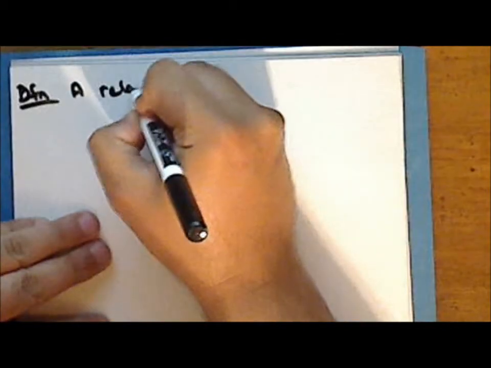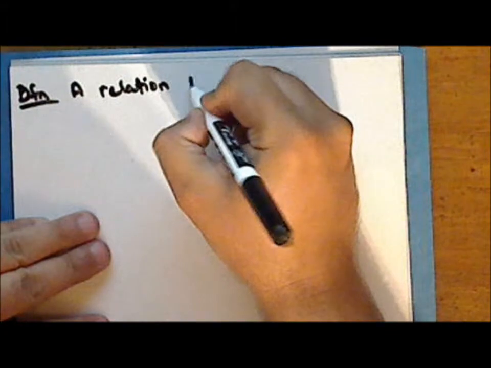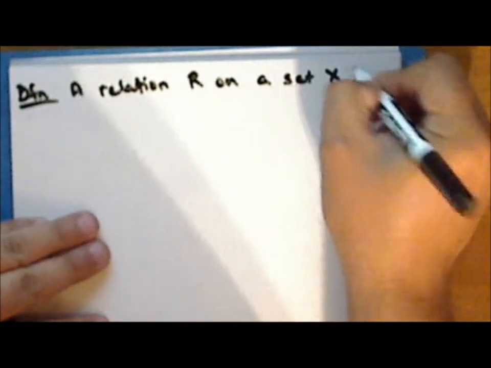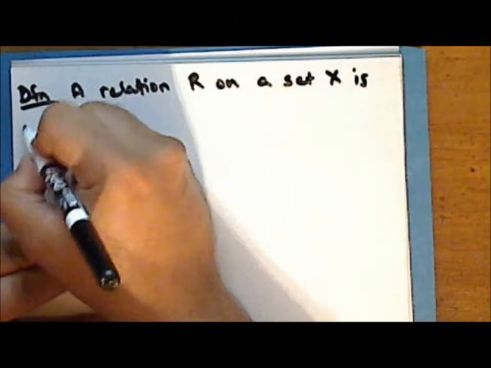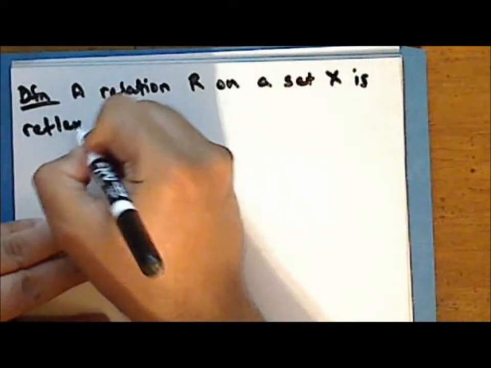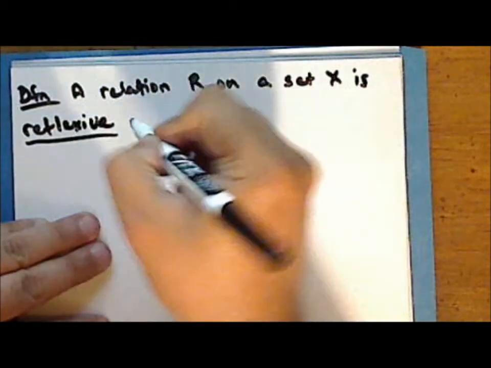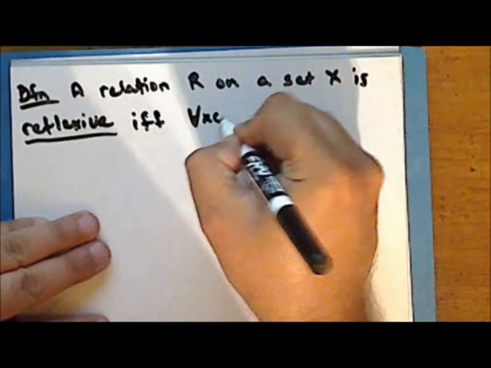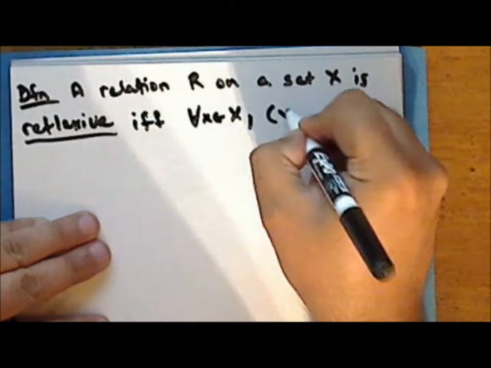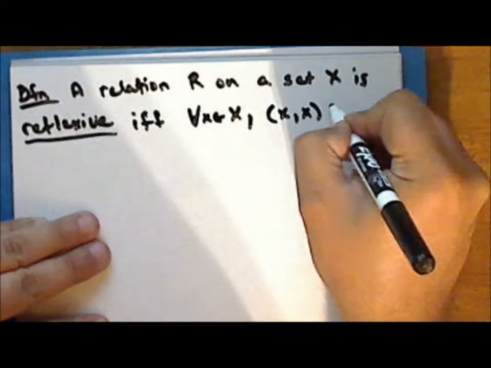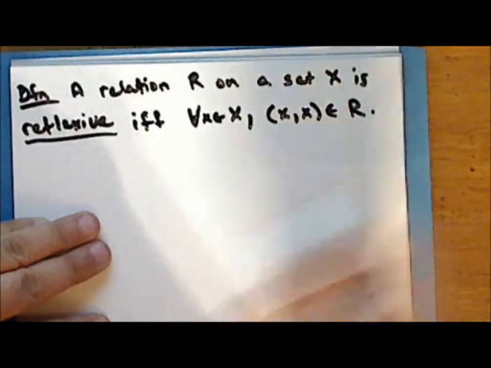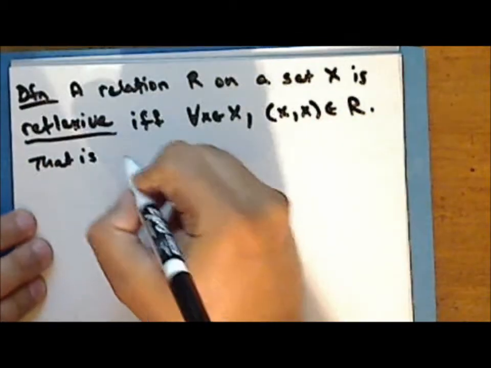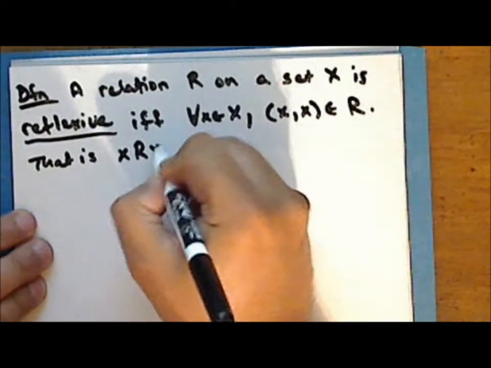A relation R on a set X is reflexive if and only if, for every element in the set, the ordered pair containing identical elements is in the relation R. That is, the element X is related to itself.